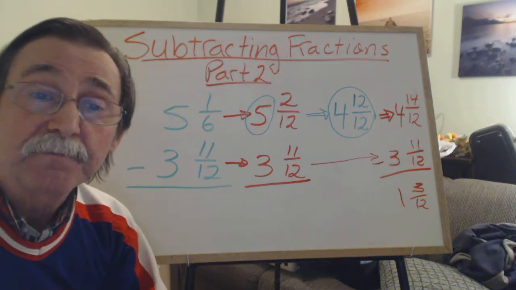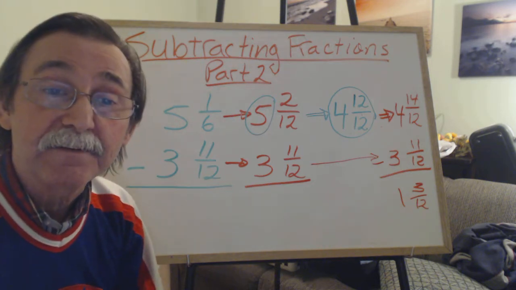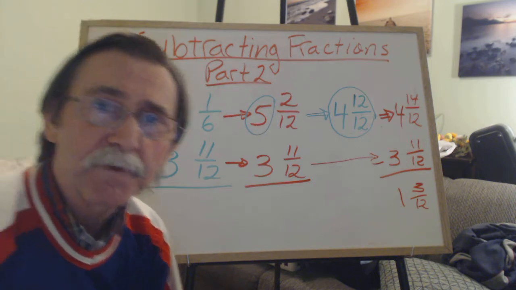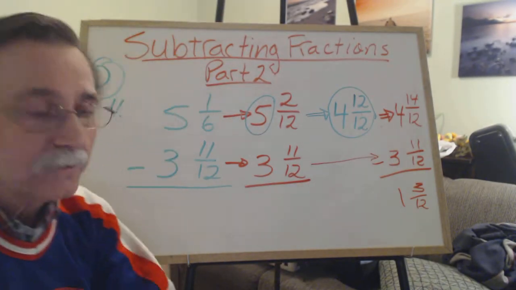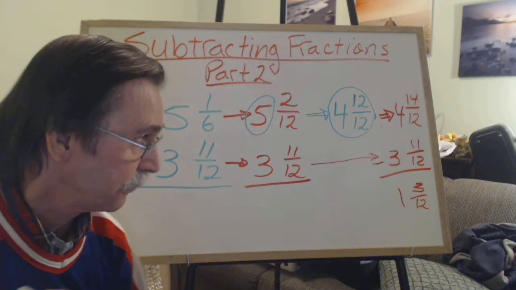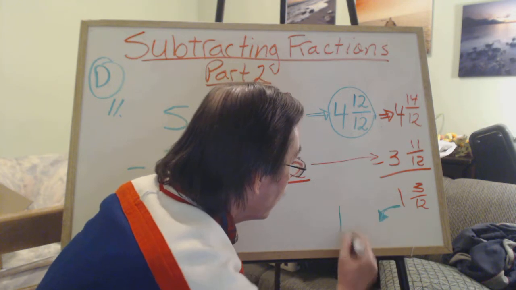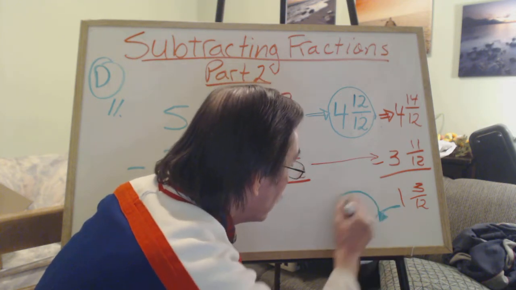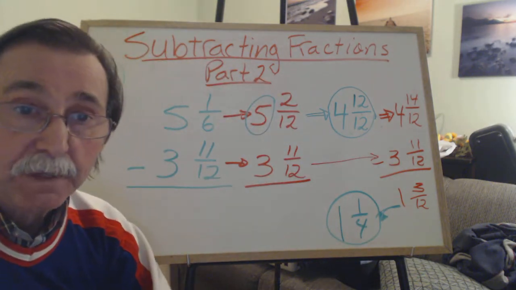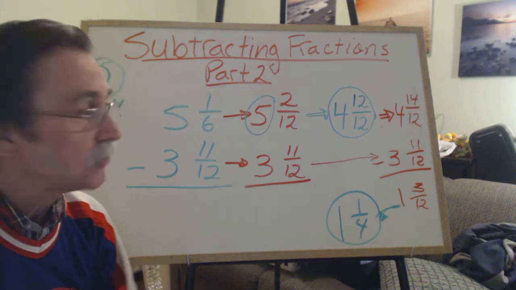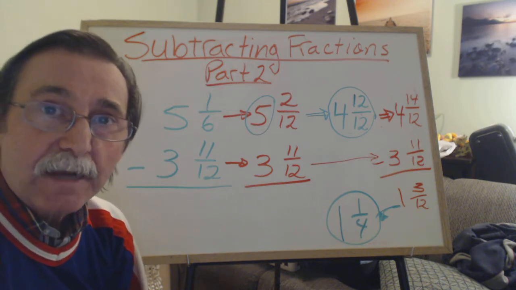Is that the final answer? Well, yeah, sort of. There's just one little thing, right? And that is, I wonder which one of you I should put on the spot right now. 1 and 3 twelfths is equal to, you know it, 1 and 1/4. There you go. All done. Okay, so that should pretty much sum everything up for this topic of subtracting fractions.